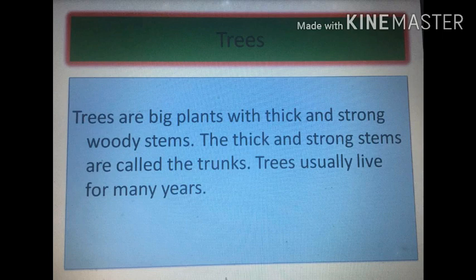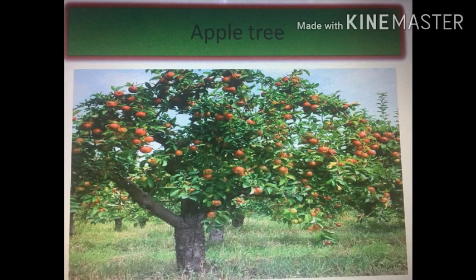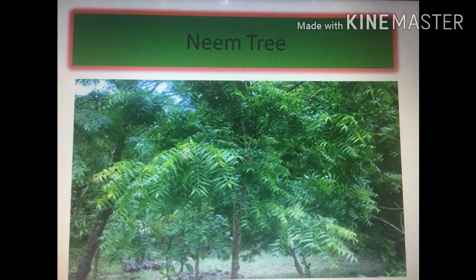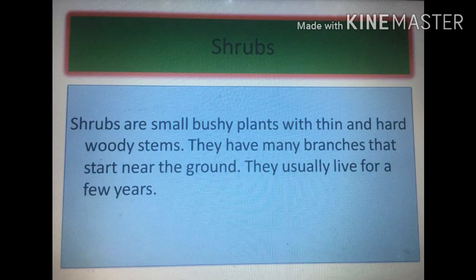Some trees stay green throughout the year, while other trees shed most or all their leaves at least once a year. Some of the different types of trees that commonly grow around us are apple tree and neem tree. Now let's learn about shrubs. These are small plants with woody stems. Shrubs have many stems and branches and are bushy. They live for a few years.